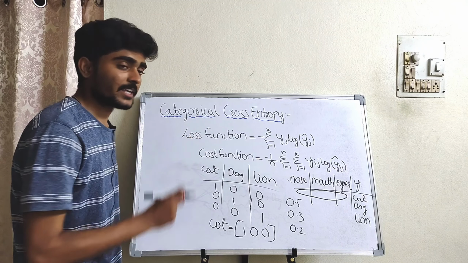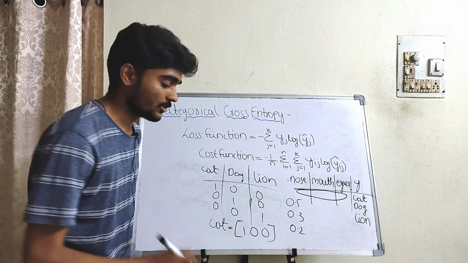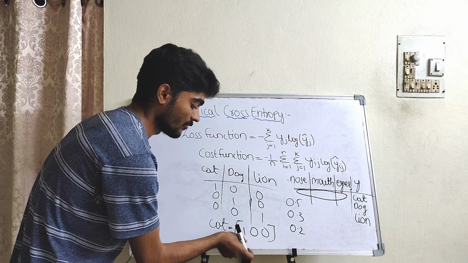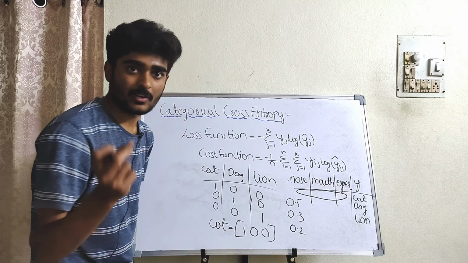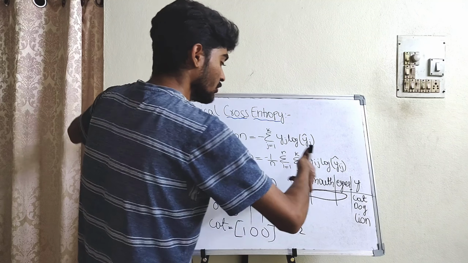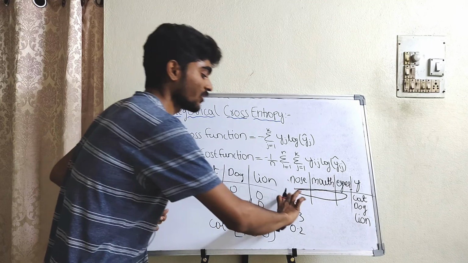How did we represent the cat? By using one-hot encoding: 100. In this 100, the first position represents y1, the second represents y2, and the third represents y3. Now when you send this first training example into your custom neural network, these are the corresponding predictions.